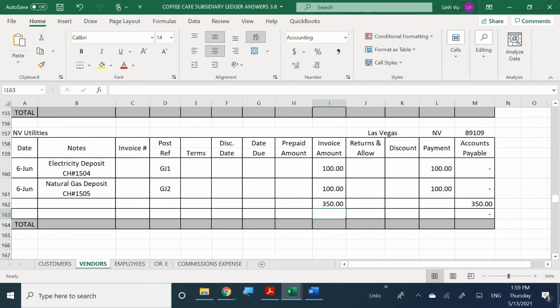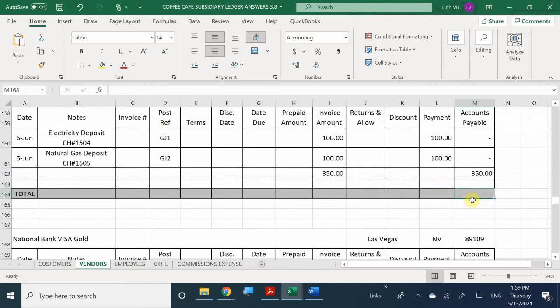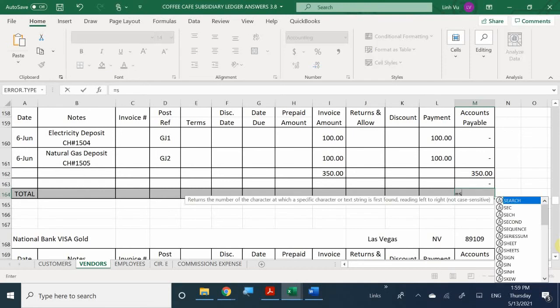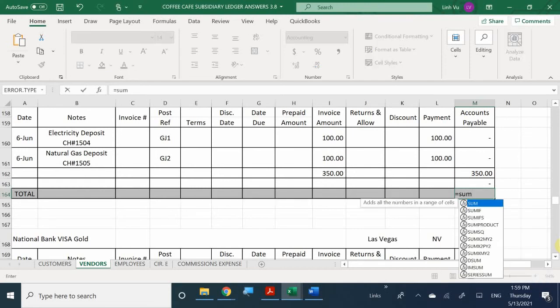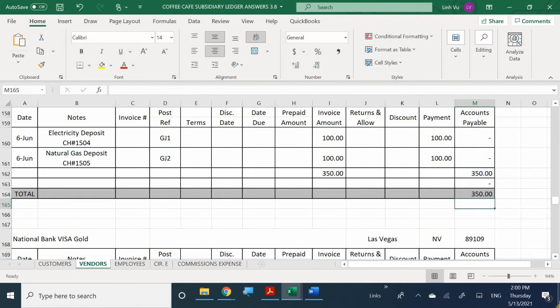It calculates for you that you owe this vendor $350. Now, usually in the gray, some of them have it, some of them don't. What the gray part does is it's supposed to be a sum of the accounts payable. So in order to activate it, you simply sum up this column for everything that you've done for the accounts payable. And once you get that, that's your grand total that you owe for this particular person.